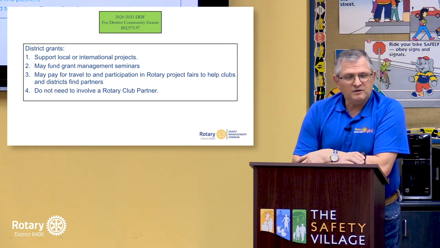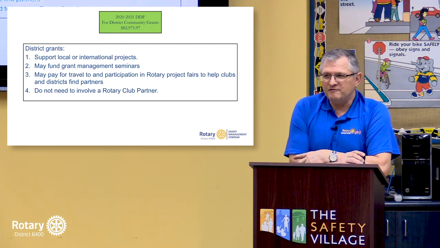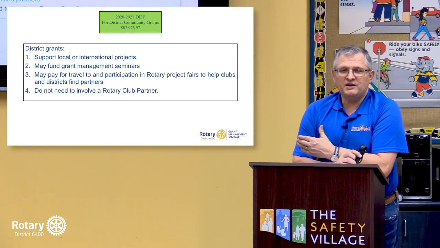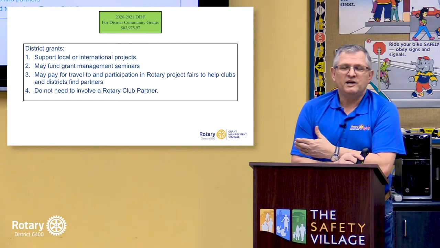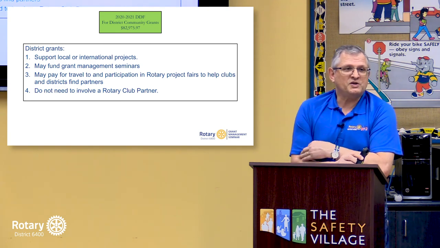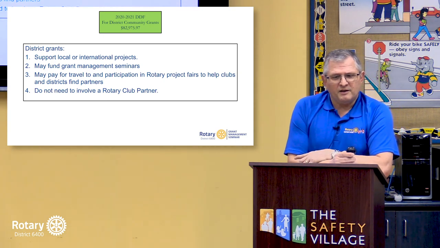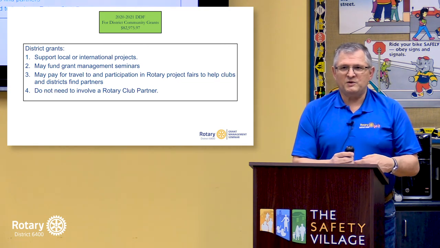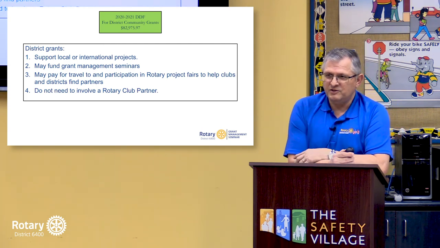They may be used for travel for Rotarians to go to project fairs. We have done this every once in a while, but not very often. If a club is trying to start a global project in some other country and they're looking for a partner, they have a good idea what they want to do, we may fund them a small amount of money to help them get to these project fairs that take place in India and Africa almost on an annual basis. So you can go there and meet people and talk about who might be a partner, learn about their projects. And with these district community grants, it's important to know that you can do these grants without having to have a Rotary Club partner where the grant work is taking place. So it's a little easier to use the grant money.